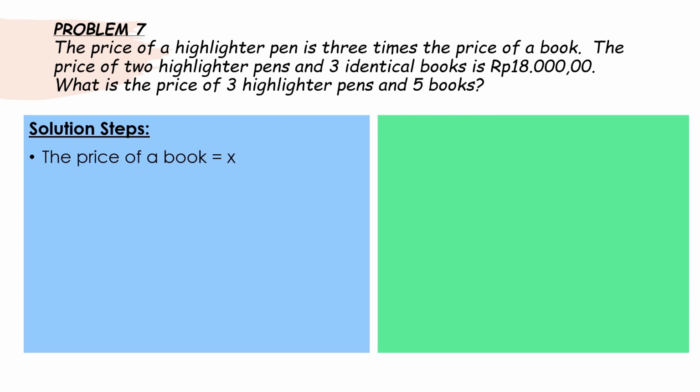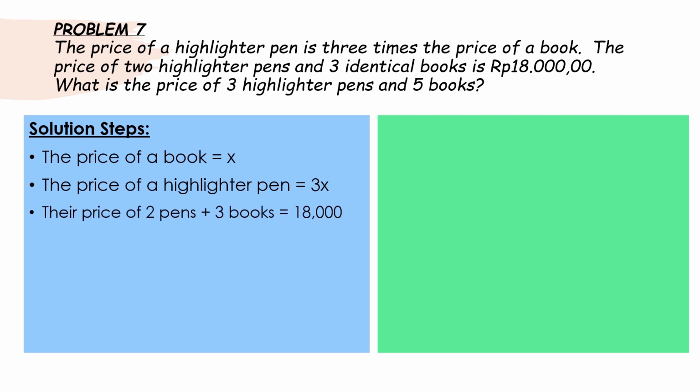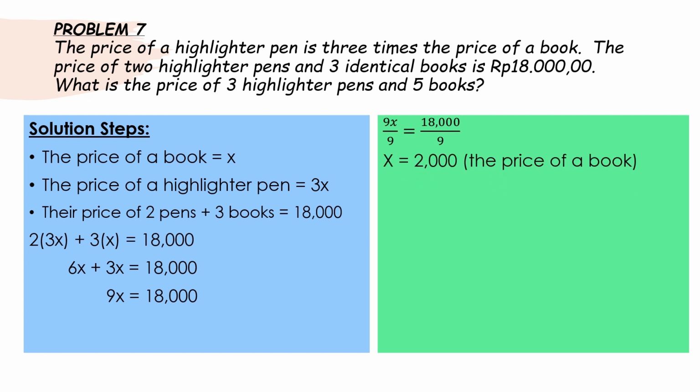Let's start with the price of a book is x. The price of a highlighter pen is 3 times the price of a book, so we can write it as 3x. And according to the information, the price of 2 pens plus 3 books equals 18,000. So here we have 2 times 3x plus 3 times x equals 18,000. Then here we have 6x plus 3x, 9x equals 18,000, and x equals 2,000.